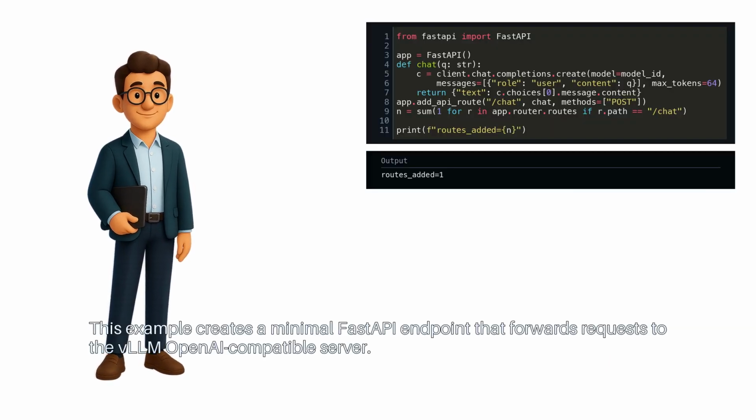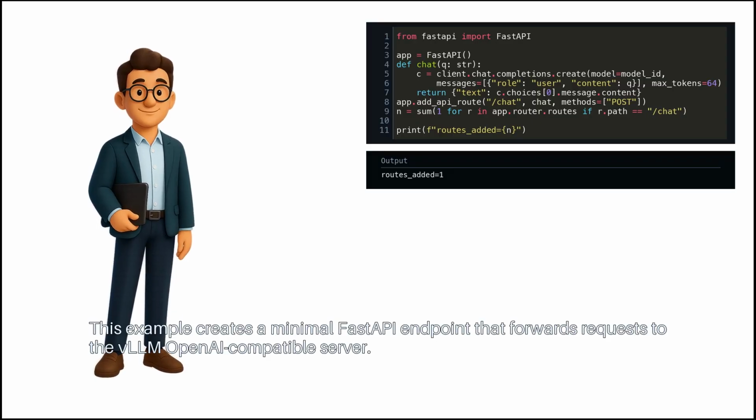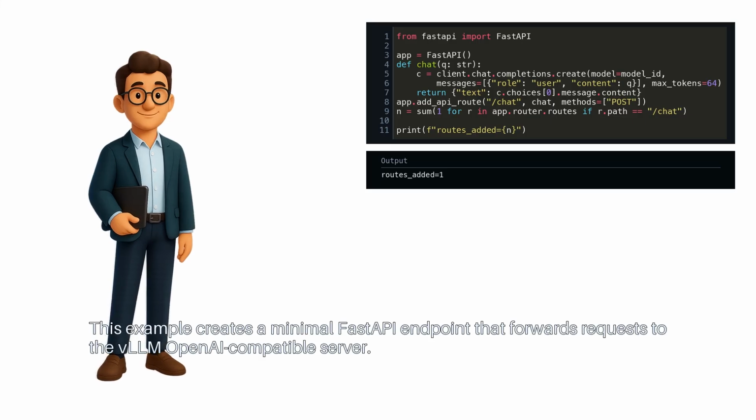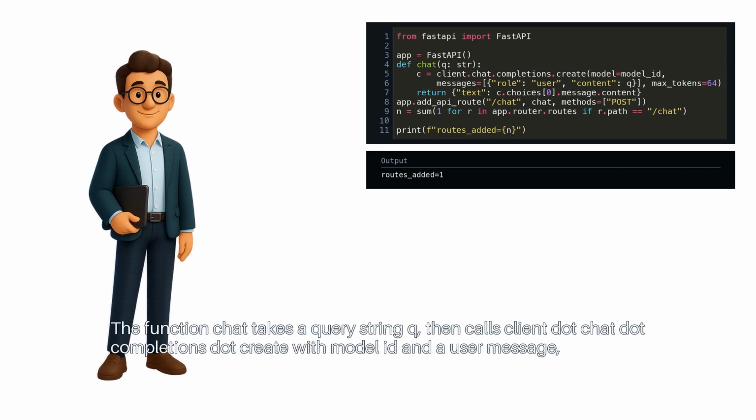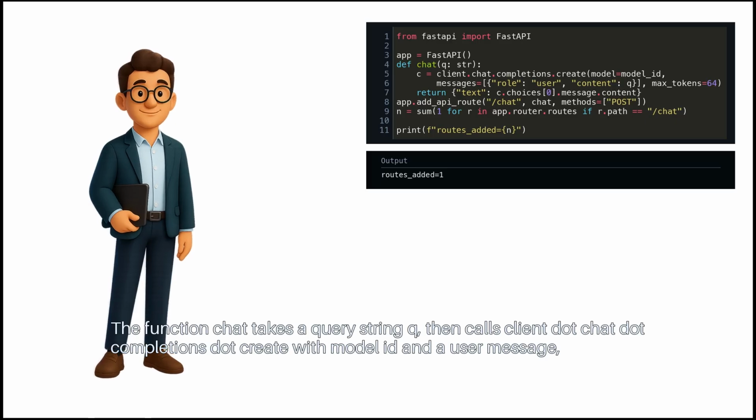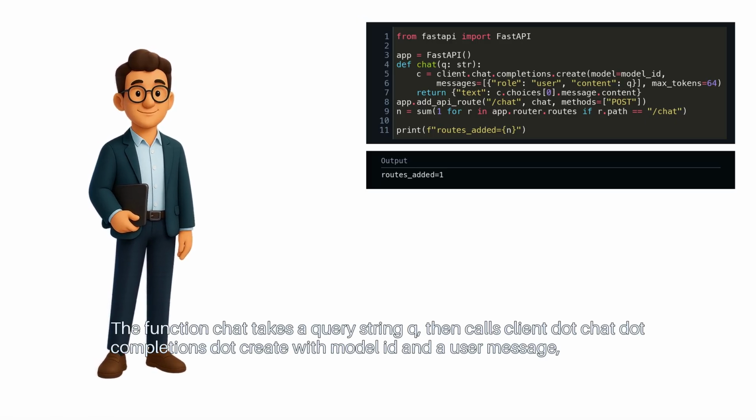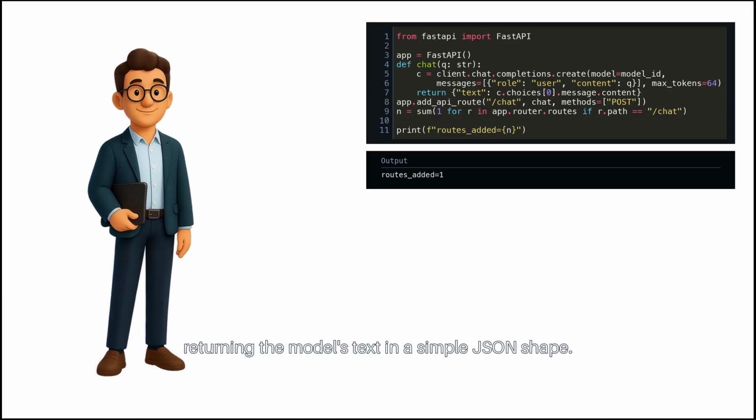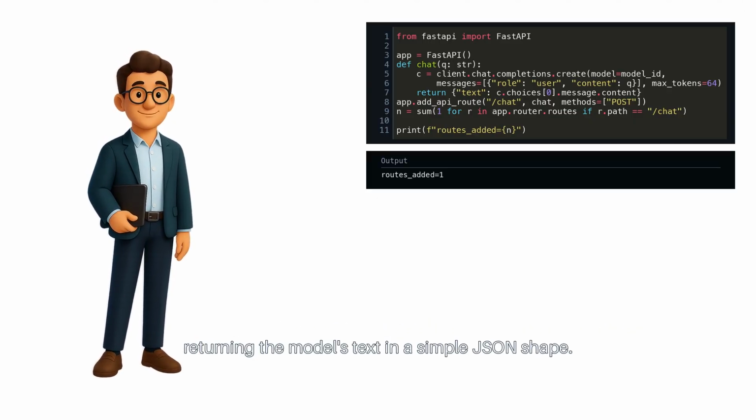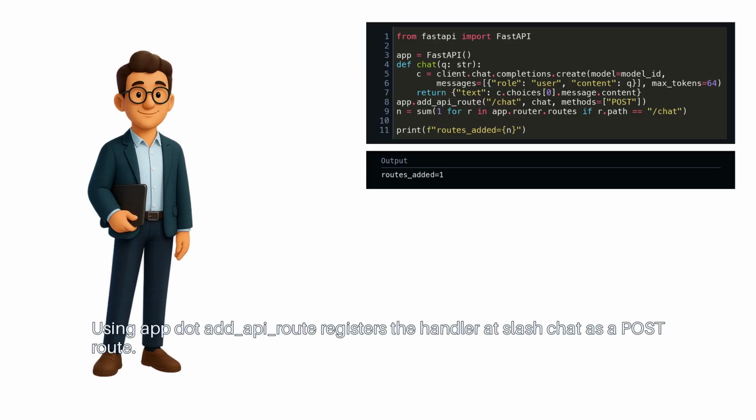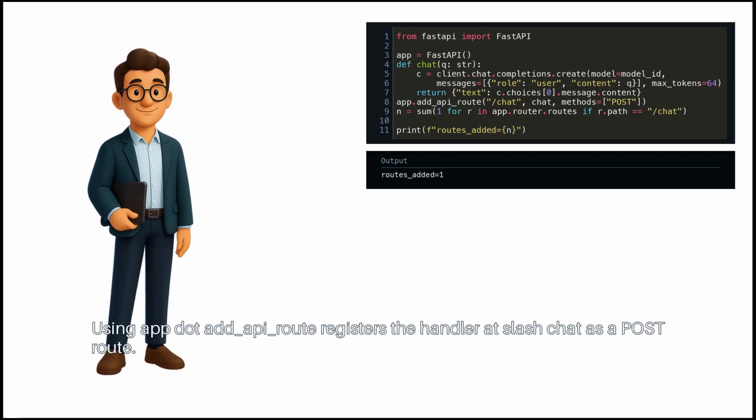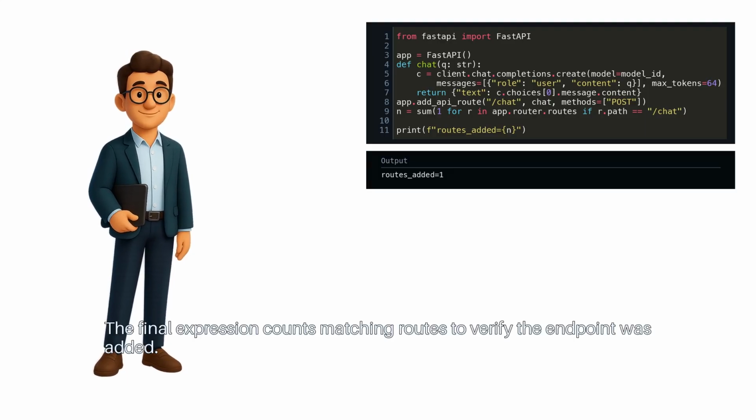This example creates a minimal FastAPI endpoint that forwards requests to the vLLM OpenAI-compatible server. The app variable holds the FastAPI instance. The function chat takes a query string, q, then calls client.chat.completions.create with the model ID and a user message, returning the model's text in a simple JSON shape. Using app.add_api_route registers the handler at /chat as a POST route. The final expression counts matching routes to verify the endpoint was added.